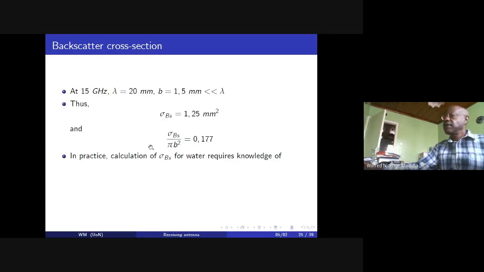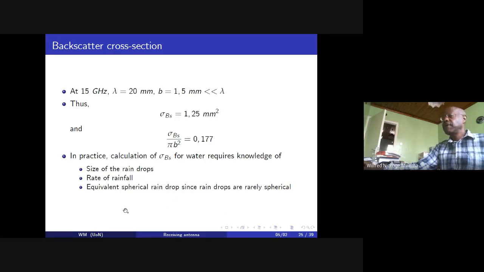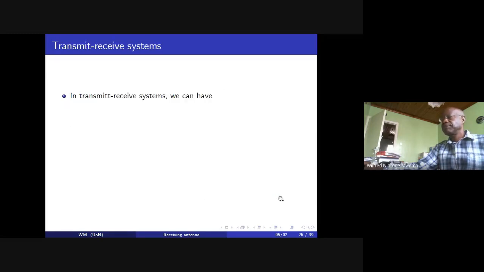So in practice, when calculating the backscatter cross-section of water, this will require knowledge of, 1, the size of the raindrops, 2, the rate of rainfall, and the equivalent spherical raindrop, because we know that the raindrops are rarely spherical and they have this kind of, I don't know whether you have heard of the concept teardrop. They will be a little bit elongated on one side because of gravity and so forth.